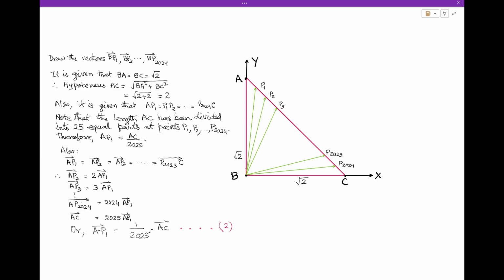It is also given that the length of AP1 is equal to the length of P1P2, etc. until P2024C. Then the hypotenuse AC has been divided into 2025 equal parts at points P1, P2, P3, up to P2024. Therefore, AP1 length is equal to AC divided by 2025.